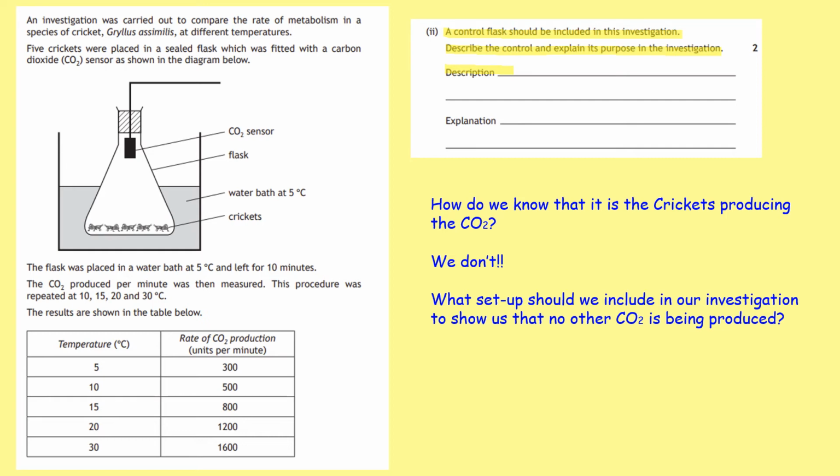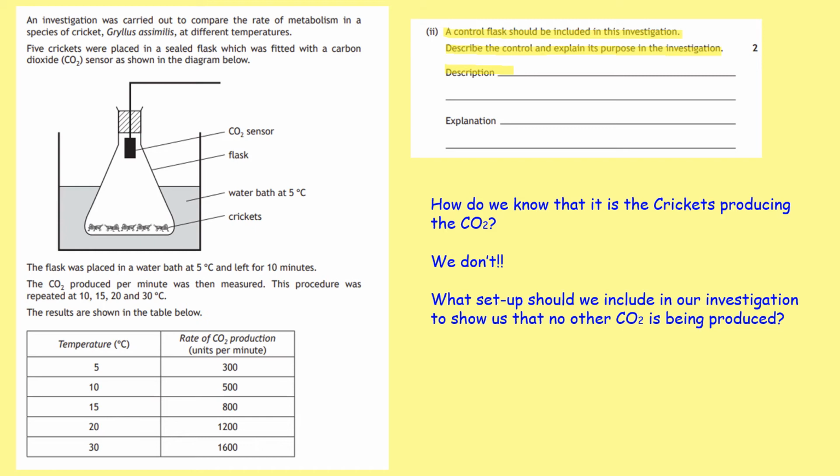first of all. Now when you are asked to describe a control, you've got to first of all look at the question and think about what is causing the outcome. Now here the outcome is metabolism, and the way that we're measuring the metabolism is the rate of carbon dioxide production. What is causing that carbon dioxide to be produced are the crickets. But how do we actually know that it's the crickets producing the carbon dioxide? Now you might think I'm completely mad because you're like, well, of course it's the crickets producing the carbon dioxide. They're respiring and they give off carbon dioxide.